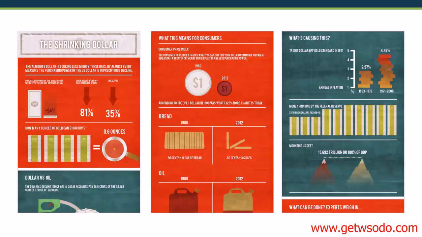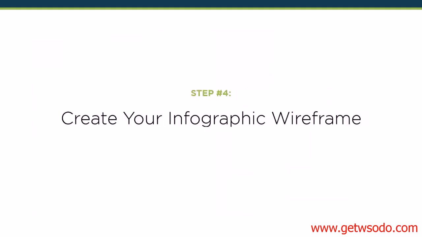For example, let's take a look at the shrinking dollar infographic we've talked about a few times already. This infographic only has 7 main data points. Now, based on my research, I could have included 20 or more stats, but I focused on presenting the handful of statistics that told the best story. And I outlined 3 simple strategies that you can use to find your data in the worksheet. But for now, let's move on to step number 4, which is to create your infographic's wireframe.